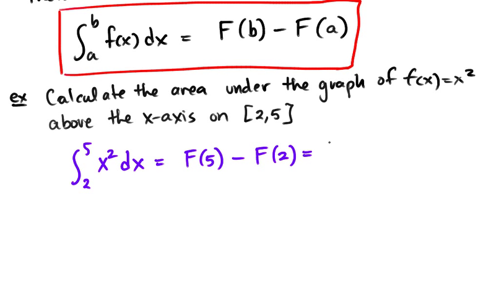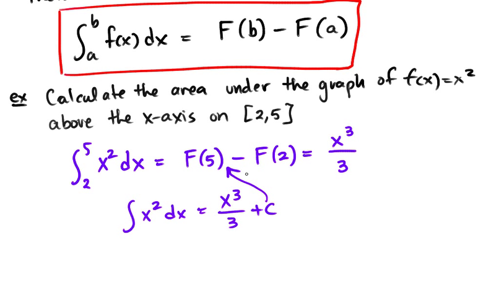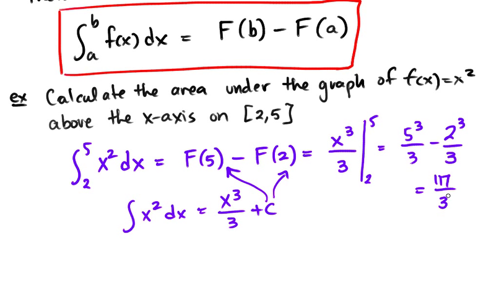One way to show this is calculate that antiderivative, so it's x cubed over 3 plus c, right? The indefinite integral of x squared dx is x cubed over 3 plus c. But this plus c is going to be in both of these terms, and you're going to subtract it away. So we don't actually need to include the plus c anymore. And now we evaluate this from 2 to 5, and what that means is substitute a 5 in, and then substitute the 2 in, and calculate this to get 117 thirds.